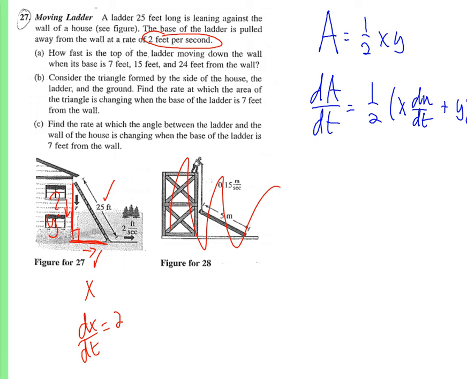To find the rate at which the area is changing when the base of the ladder is 7 feet from the wall, let's fill in some things. 1/2. The base is 7 feet from the wall. That's x. 7 times dy/dt. When you're 7 feet from the wall, what's dy/dt?